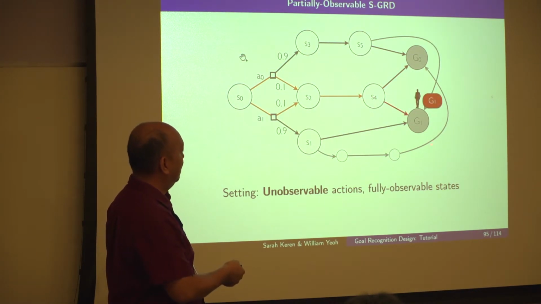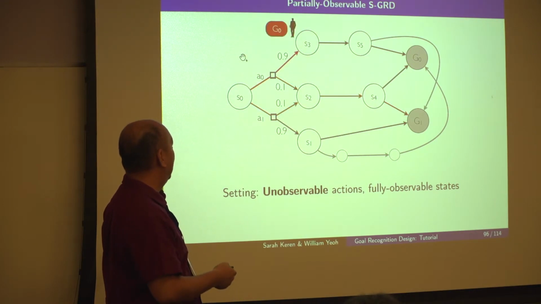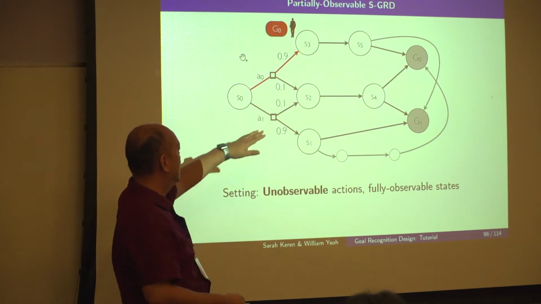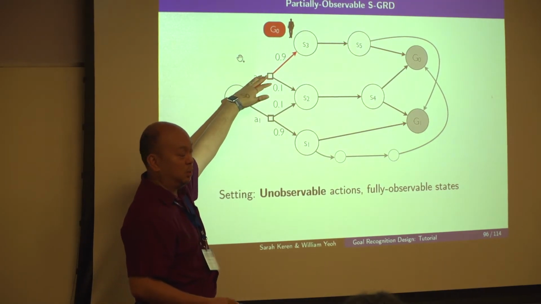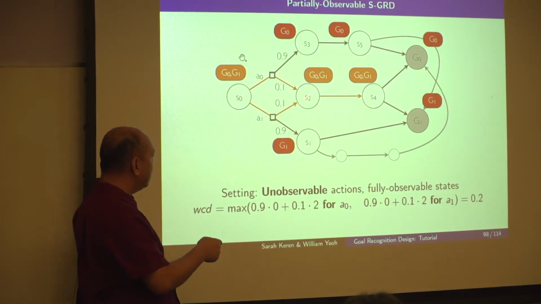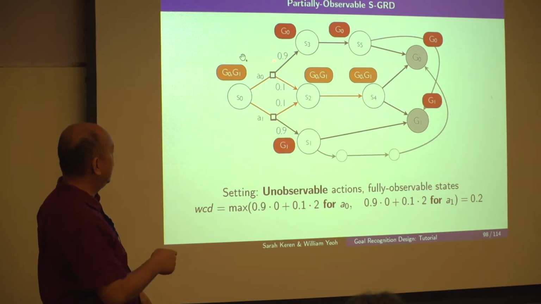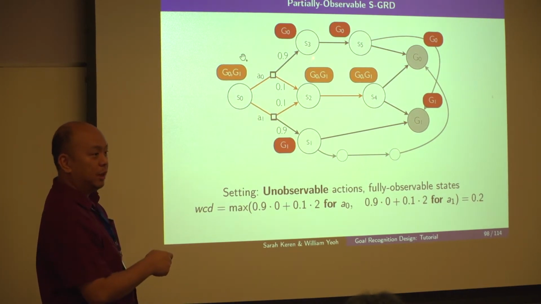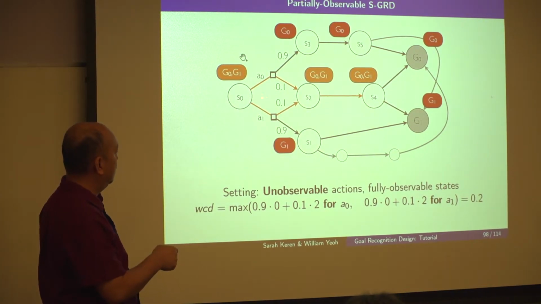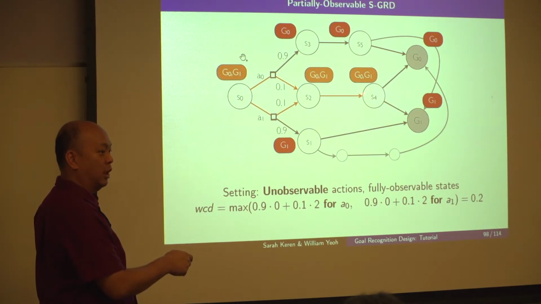If you went down here, then I know what your goal is, but it might be too late. But if for some reason you ended up here, then I know that you got up here because this was the action that you took, right? So I know your goal, and similarly down here. So with unobservable actions, you will see that for every state, there's a set of possible goals. The WCD now is no longer 0, because you could have this sequence of state trajectories where I have no idea what your goal is.